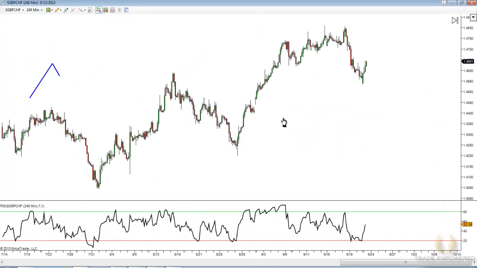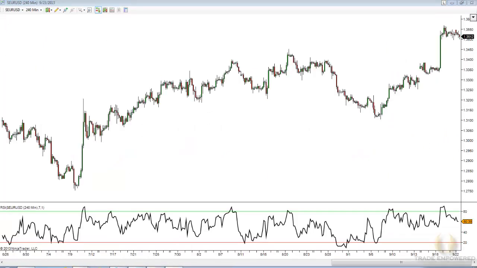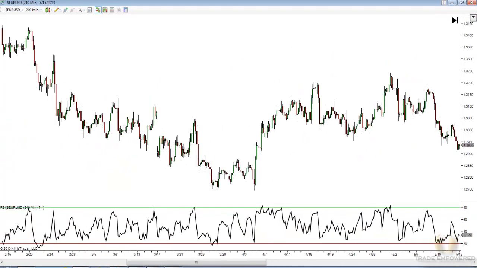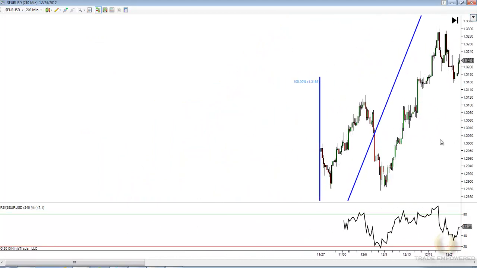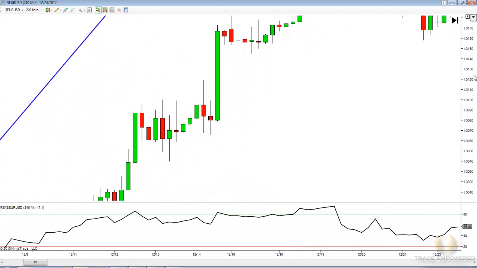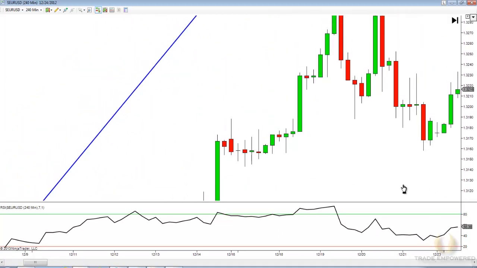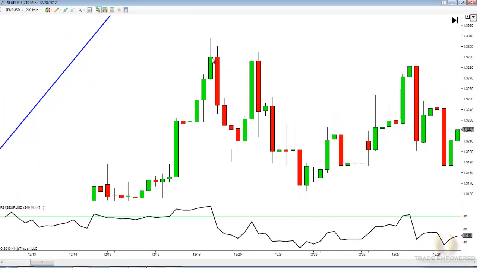So if we're scrolling through some examples, and I ran out of room here, let's go to a different pair, Euro Dollar. So if we're scrolling through looking for double tops and double bottoms, we'll just scroll back to the beginning of this chart. You can see I have my initial trigger bar right here. The market pushes up, giving me my initial trigger bar.